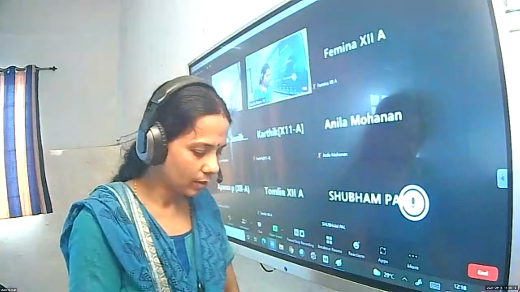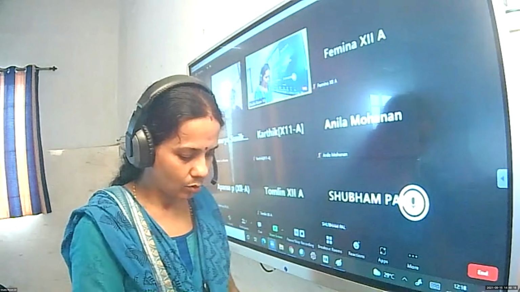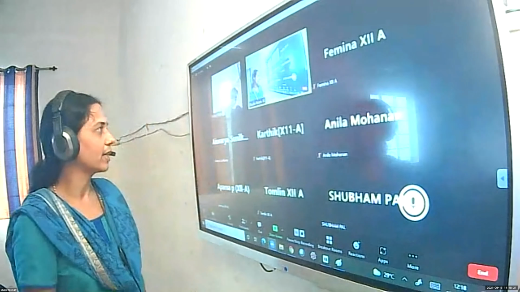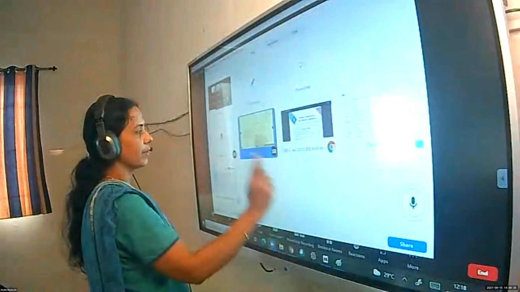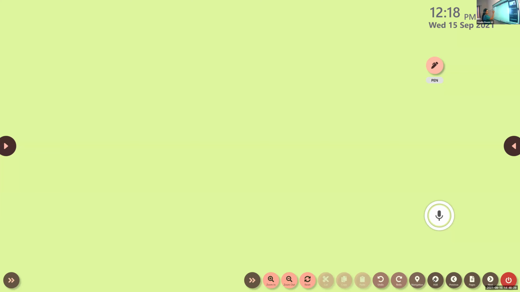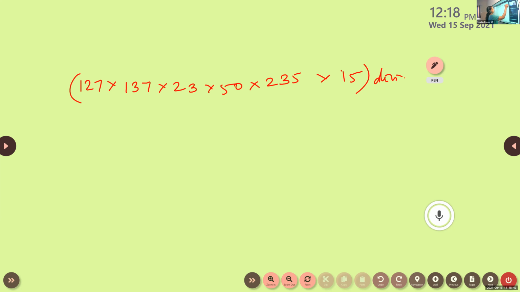Now write the next one. Find the remainder when 127 into 137 into 23 into 50 into 235 into 15 is divided by 7. When this is divided by 7.